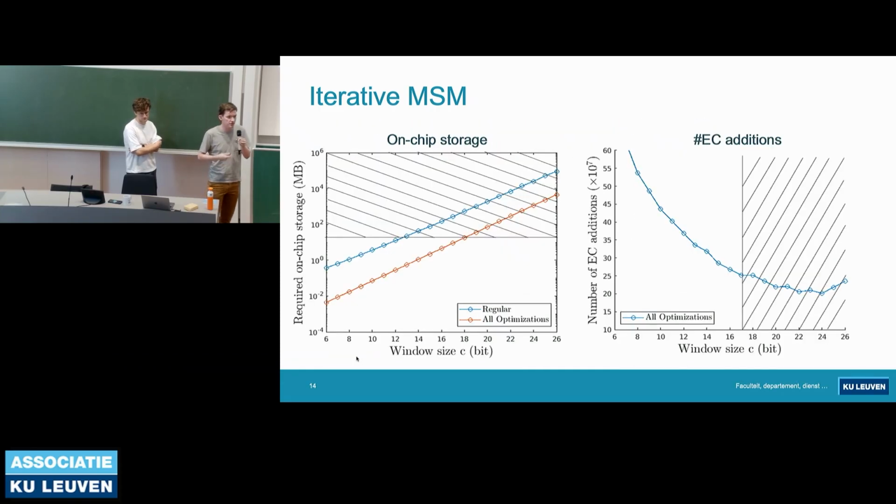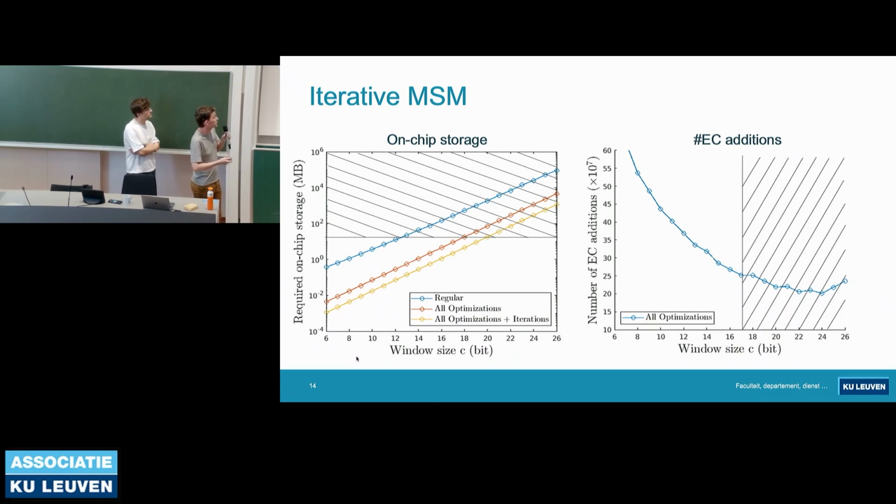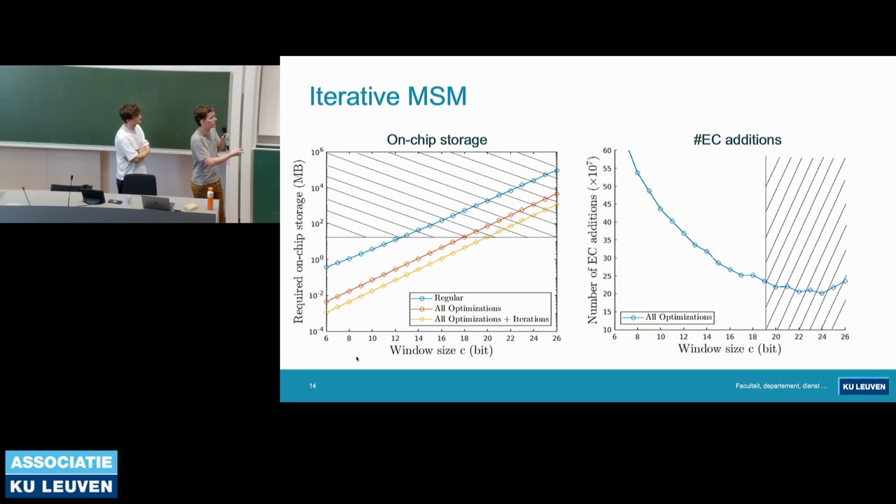We did all of this to be able to go to larger window sizes, so that's also what we achieved. Instead of 17-bit windows, we can now go to 19-bit windows, which allows us to push the allowed region a bit further. This was an example with 4 iterations. You can go to larger iterations. You just need to make sure that you can keep the elliptic curve adder constantly busy.